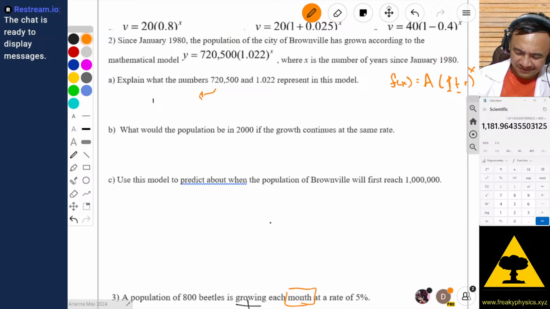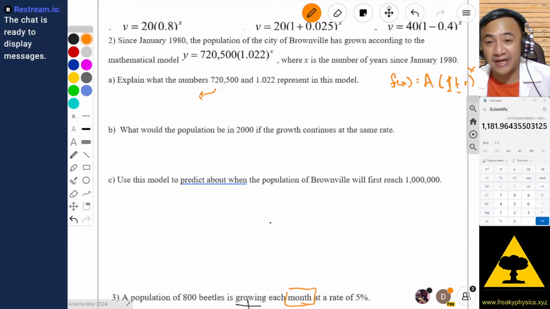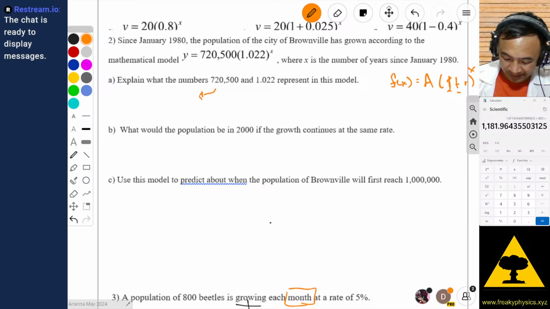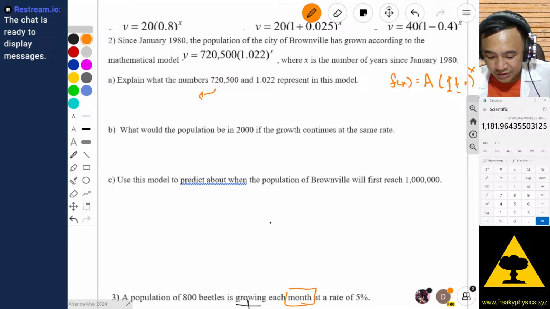Okay, let's look here. Remember that in this problem, it says X is the number of years since January of 1980. So in other words, your initial time is January 1980. That's where you start. And what is this number? This number exactly would be the population of the city, right? It's the initial population, or you can say the population of Brownville on January 1980.